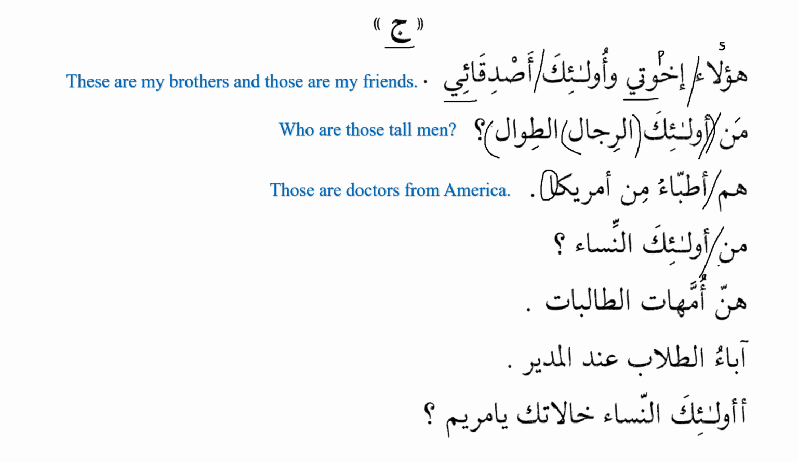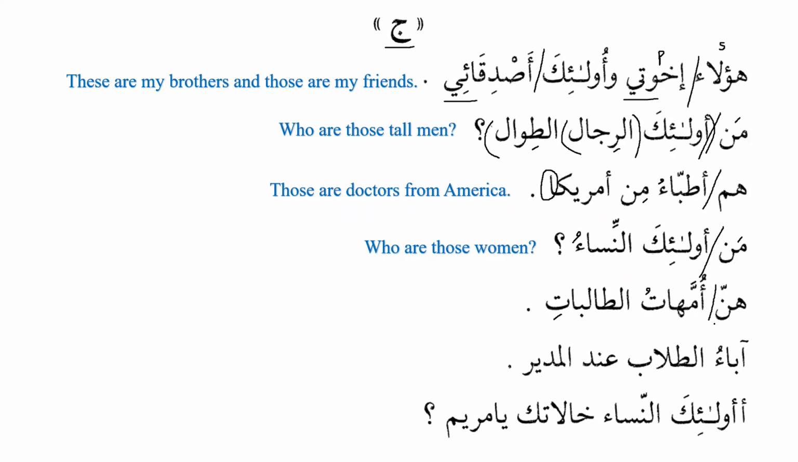Man ulaika nisa'u. Again, man, as we can see, is used to ask a question, and ulaika nisa'u, those women. Again, this is ismul ishara wa musharun ilayhi, demonstrative phrase, as we know. So who are those women? Hunna ummahatu talibati, they are the mothers of the students, feminine students, in fact.